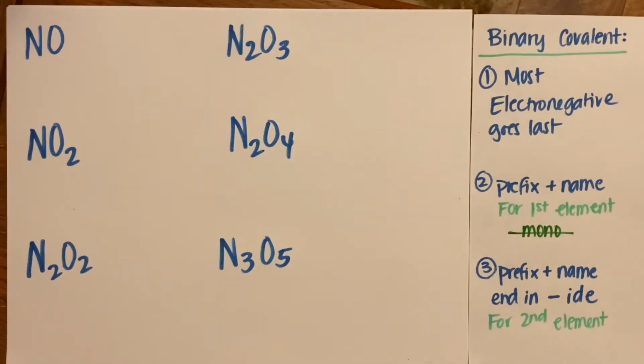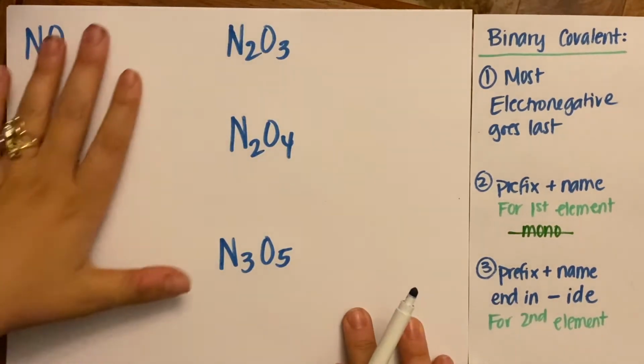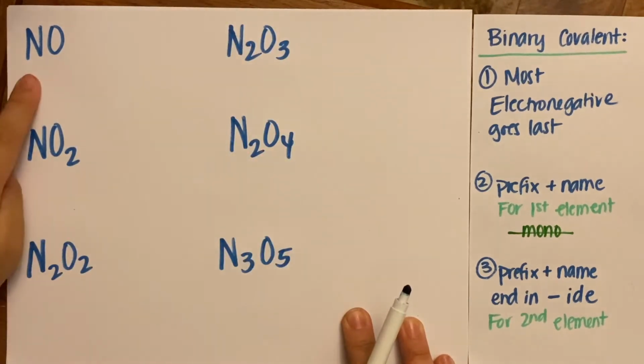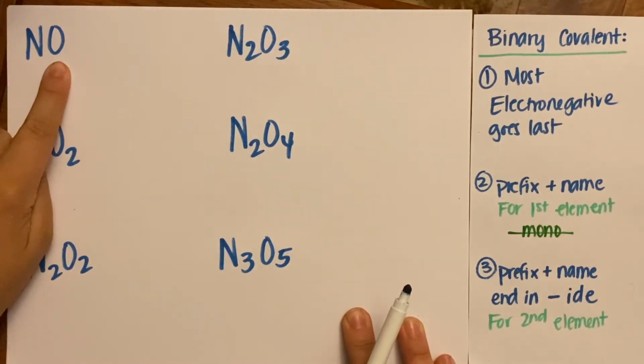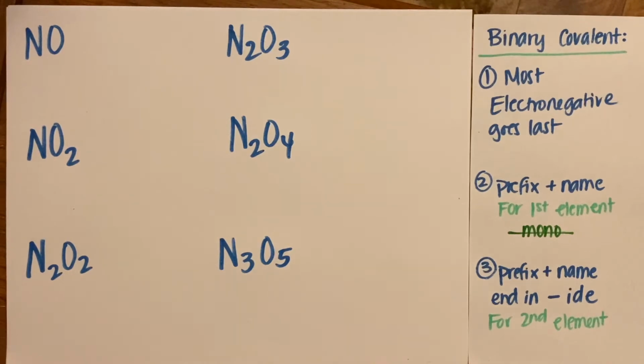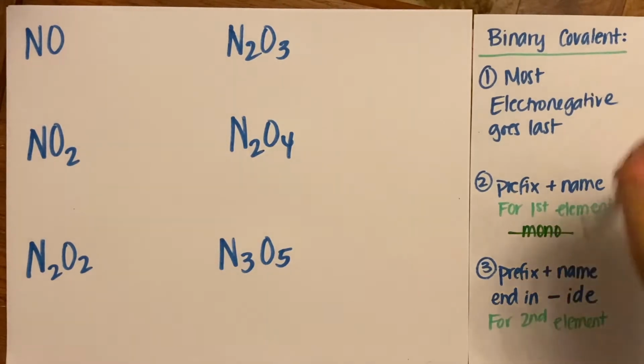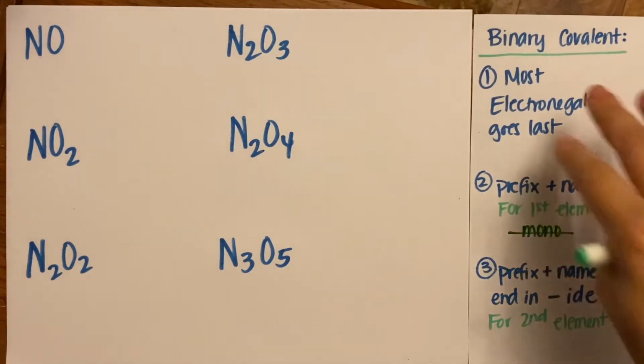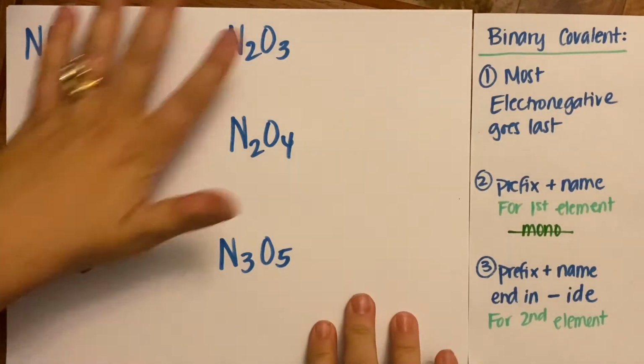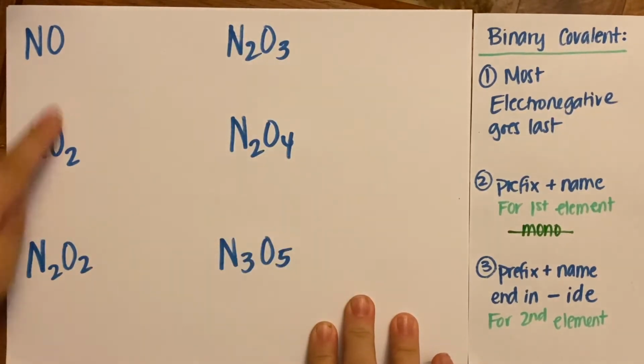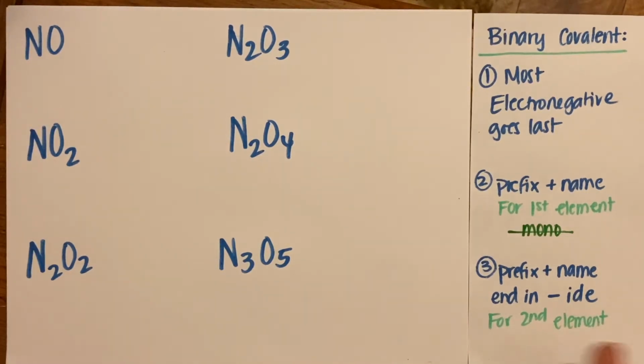I actually love the example that your book gives for this because they list a bunch of different nitrogen and oxygen compounds, molecules that you have to name. And we follow the rules. Most electronegative goes last, who cares? They've already made the compounds for you. Oxygen is more electronegative than nitrogen. You don't really need to worry about that now, just oxygen is the last one.